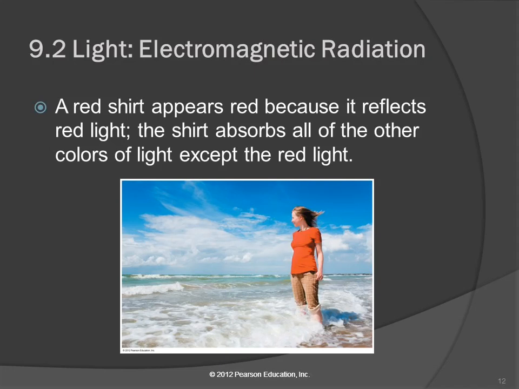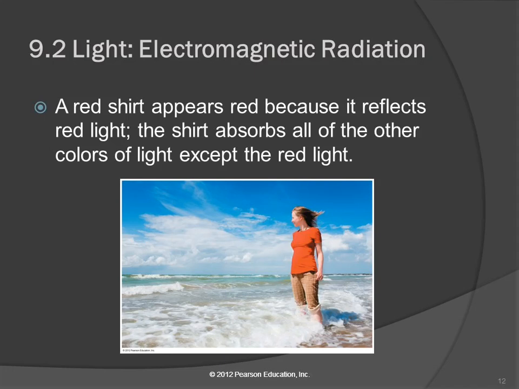Why do things appear to have different colors? It has to do with the light that is reflected. So here we see a woman standing in the surf, and she's wearing a red shirt. Why does her shirt look red? Because her shirt is absorbing all the colors except red, and it is reflecting the red. And so we see the red light coming off of her shirt.